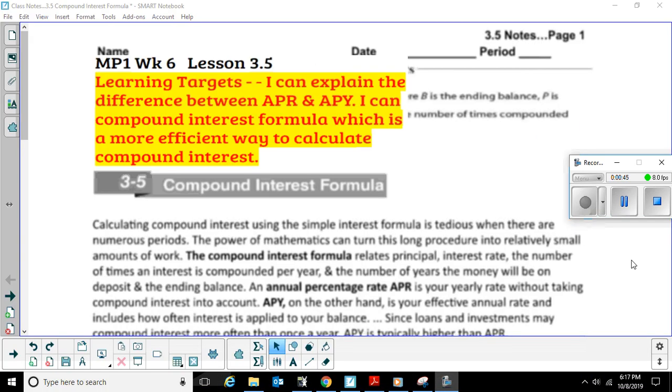Okay, guys, welcome back. Today, we're looking at lesson 3.5, learning targets. I can explain the difference between APR and APY. I can also use the compound interest formula, which is a more efficient way to calculate compound interest. Wow, that's a mouthful. All right, so let's jump right into it.